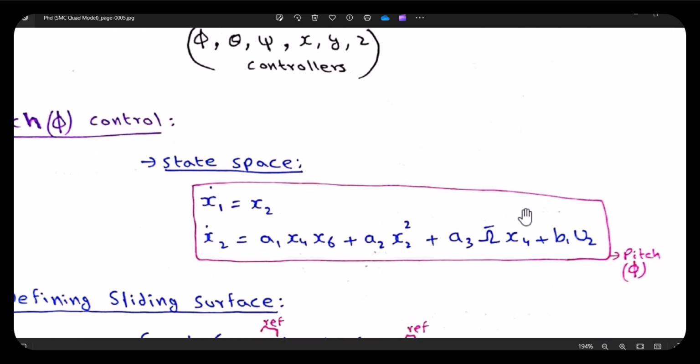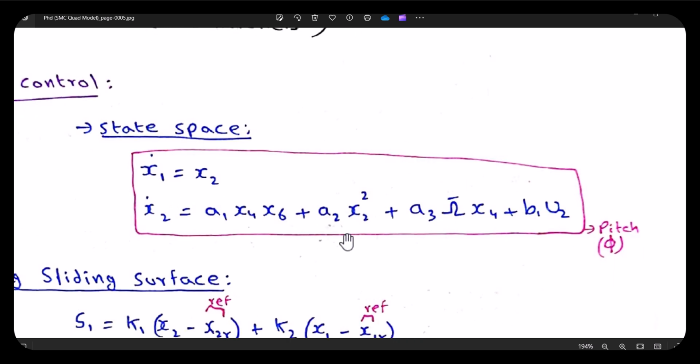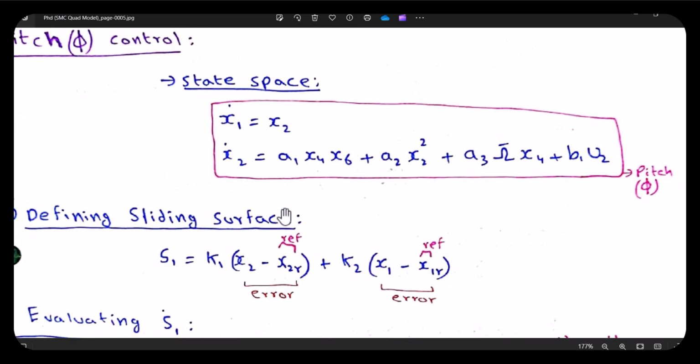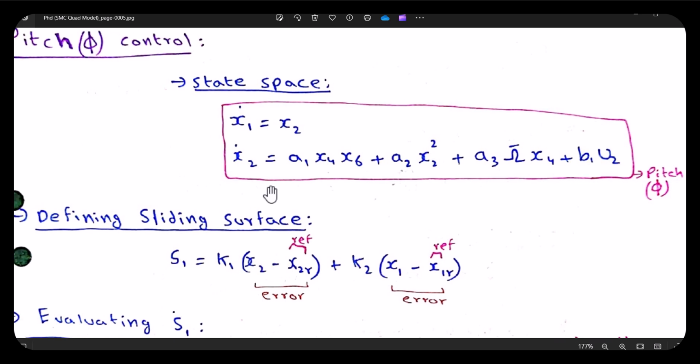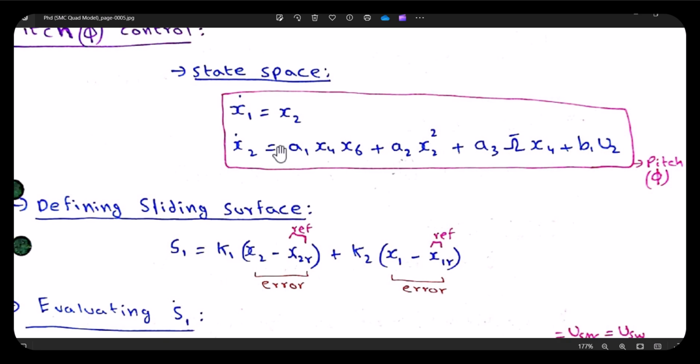control. For example, if we have these two states, the first part is to define this sliding surface, which is the sum of errors. Since there are two states, there will be two errors. If there were three states, four states, there will be corresponding three or four errors in the sliding surface. So since this control law is associated with the two states, we'll go ahead and define two errors, which are x2 reference minus x2, and x1 reference minus x1, error 1 and error 2.